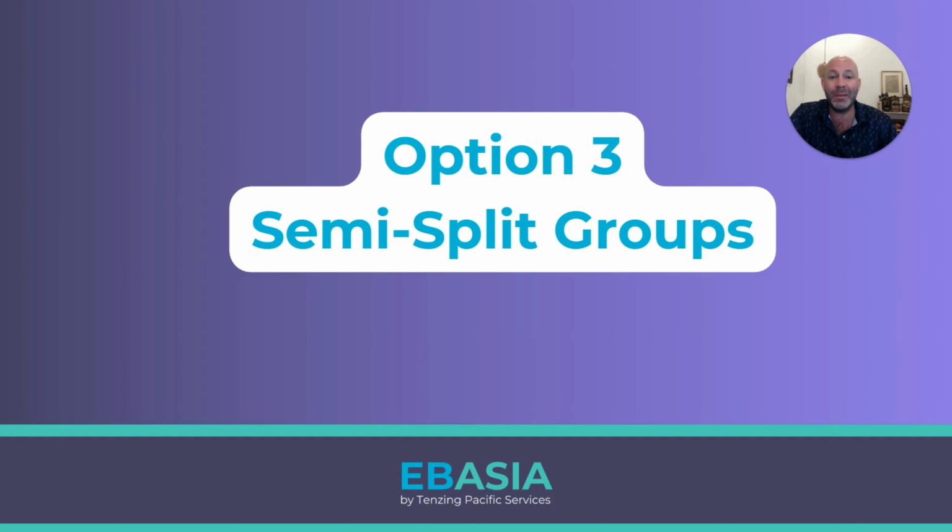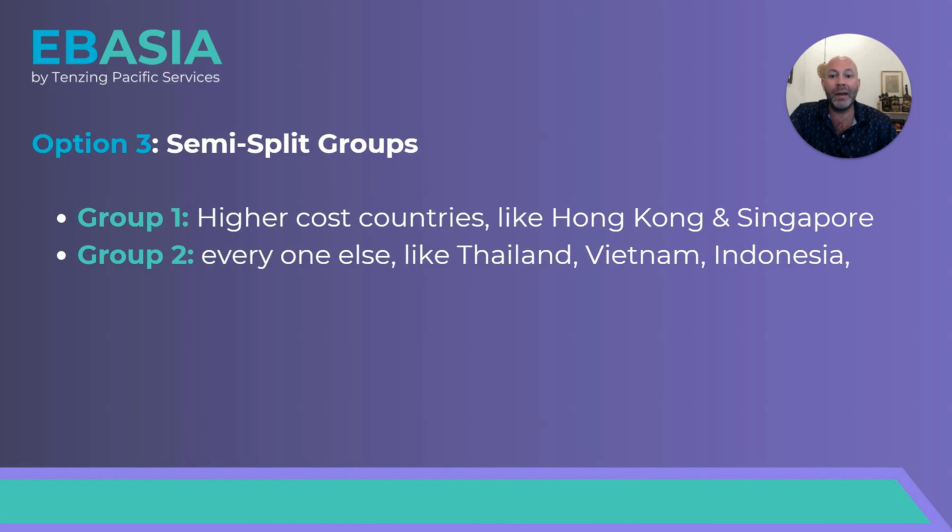Now, the third option would be a semi-split group. And this in particular would apply if you have a number of employees who are based in a higher cost country like Hong Kong or Singapore. So if you have, let's say, 20 employees in Hong Kong or Singapore, you could set up a group policy through Hong Kong or Singapore just for those employees. And then everyone else who would be in, let's say, Thailand, Vietnam, Indonesia, Cambodia, Philippines, they could all be pooled into one group together.